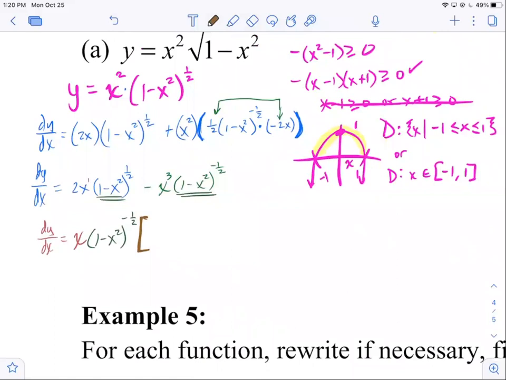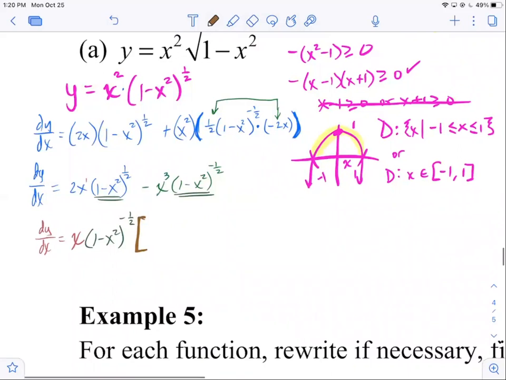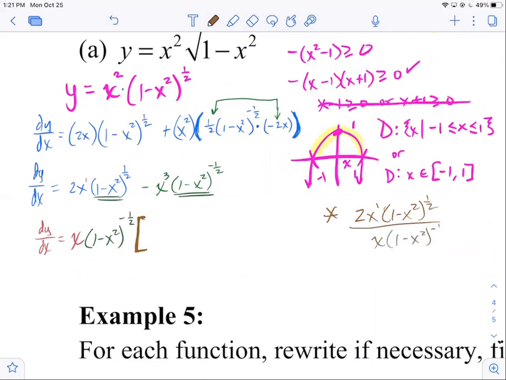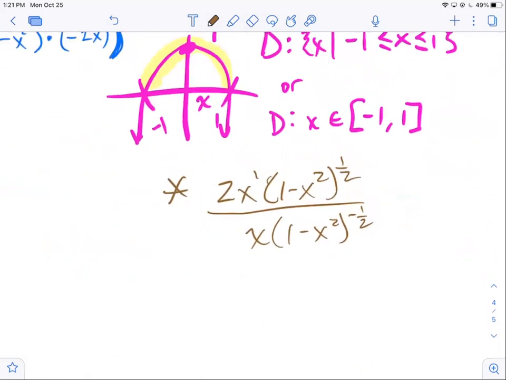So let's come off to the side to our little workbench over here. I factored out an x times 1 minus x squared to the negative 1/2 from the first term. So off on my workbench here, it's really what I started with, 2x to the first, 1 minus x squared to the 1/2, and I'm dividing out x times 1 minus x squared to the negative 1/2. This is what I started with, and this is the GCF, using the lesser of the two powers on both.